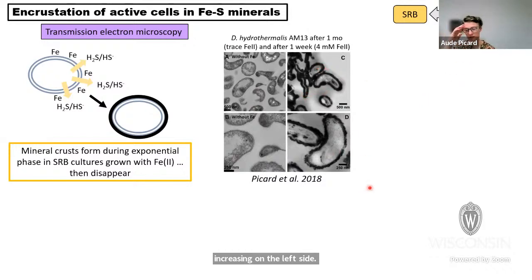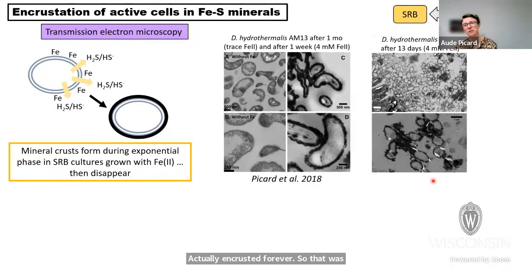My assumption here was that cells were encrusted forever, because I had worked with other systems where cells encrusted in oxides are actually encrusted forever. So that was my first assumption. This was done before I was at UNLV, so I looked at this again. This is reproducible, and we looked at the time at which it becomes encrusted. It starts growing in a medium with iron, starts producing sulfide, and then we have this templating effect that also leads to the formation of a crust around the cells.